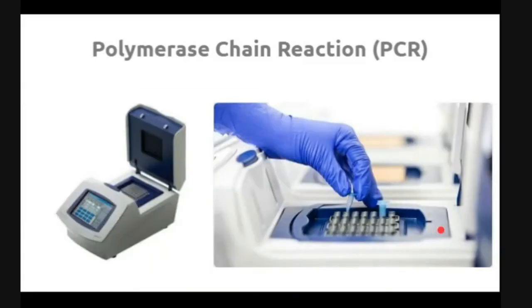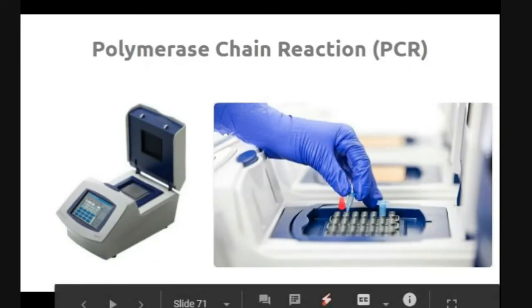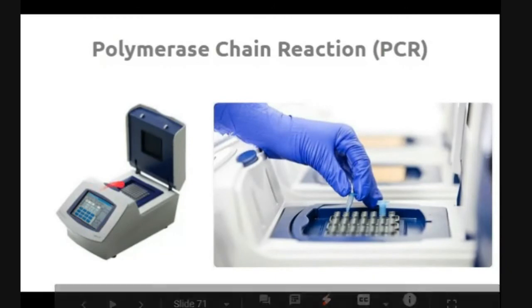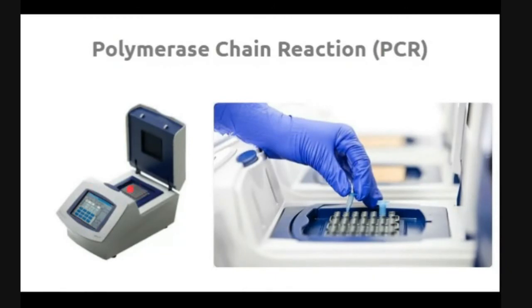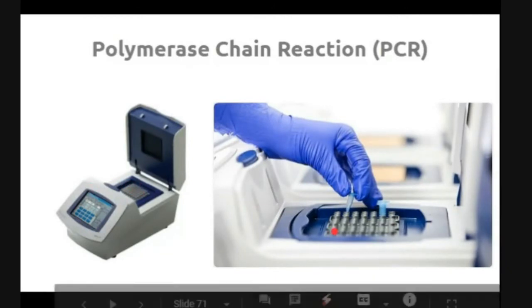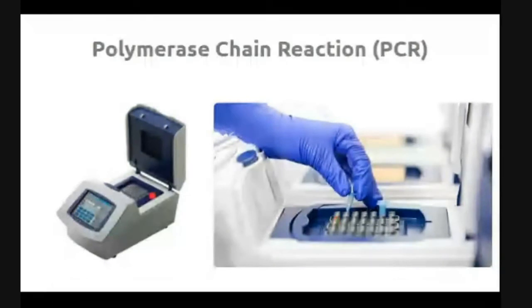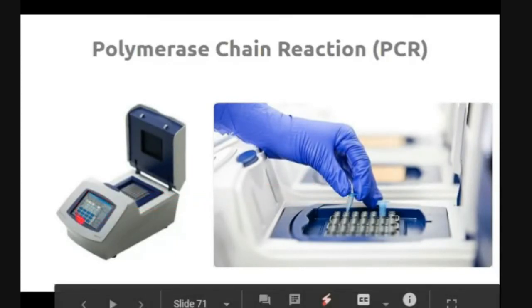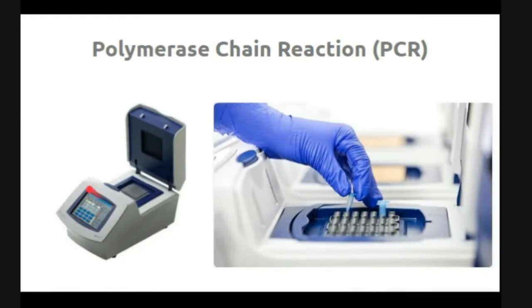Pero dito muna tayo. So dito, yung PCR ganito yung itsura, yung PCR machine. Dito mo ilalagay yung samples mo. Para lang siyang oven pero sobrang liit, tas microtubes yung gagamitin mo. And dito mo titingnan or i-a-adjust yung conditions, which are temperatures.